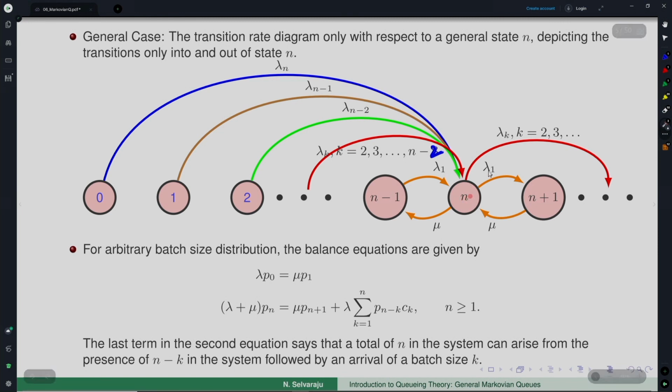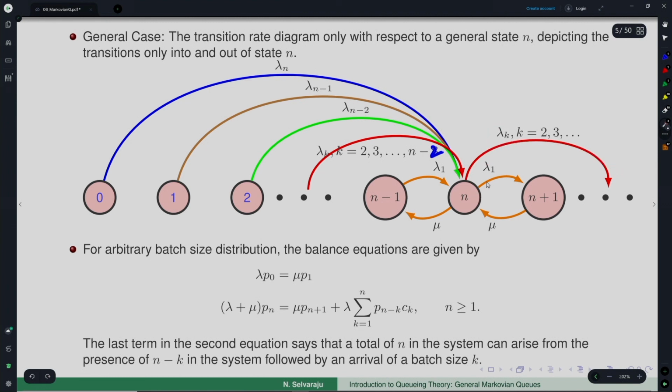So what is that state? With rate lambda 1, it will move to state n plus 1, and with rate lambda k, it will move to state n plus k. So with rate lambda 2, it will move to n plus 2, with rate lambda 3, it will move to n plus 3, and so on. That corresponds to arrival of batches of appropriate sizes. So that is what will happen, and that is what this lambda k depicts.